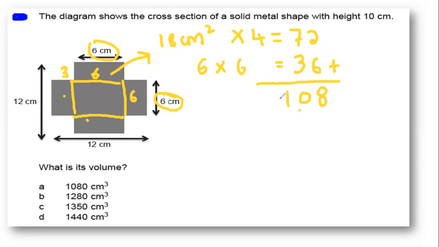All right. So the cross-sectional area is 108. All right. But how do we find volume? Volume is cross-sectional area times the length or the height. So all we need to do is multiply 108 by what? What's the length or the height?